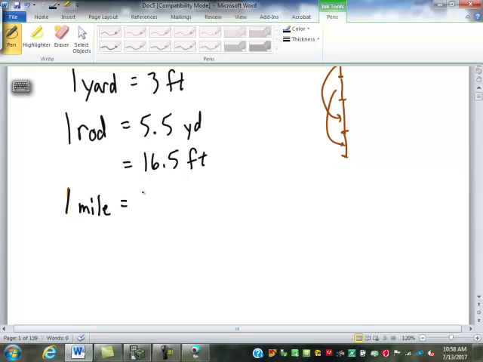Anybody remember how many feet are in a mile? 5,280 actually, exactly. Anybody remember how many yards are in a mile? Divide that by 3. There you go. You can divide by 3. You get 1,760 yards in a mile. There's 320 rods. I'm blanking out now, but I think it's 320 rods.